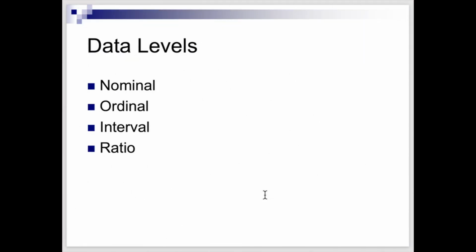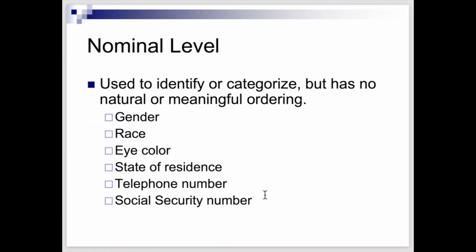Now, we can also characterize a variable by its level. And there are 4 levels of data. The nominal level, which is the lowest level of data, it's the most basic level of data. Then the next higher level would be the ordinal level, and then above that we would have the interval level, and then finally the ratio level. Now, the nominal level is a level of data that is used to identify or categorize, but it has no natural or meaningful ordering.